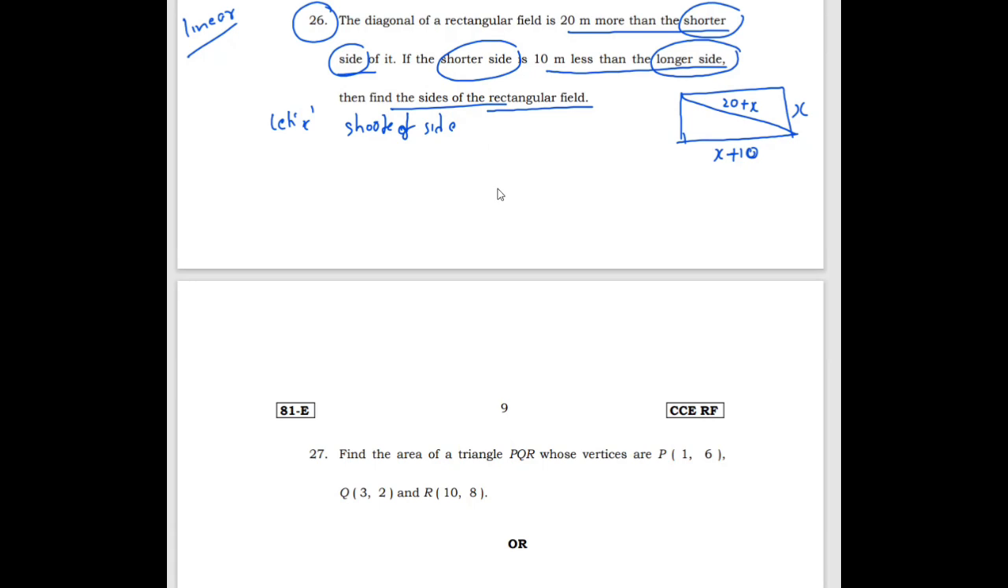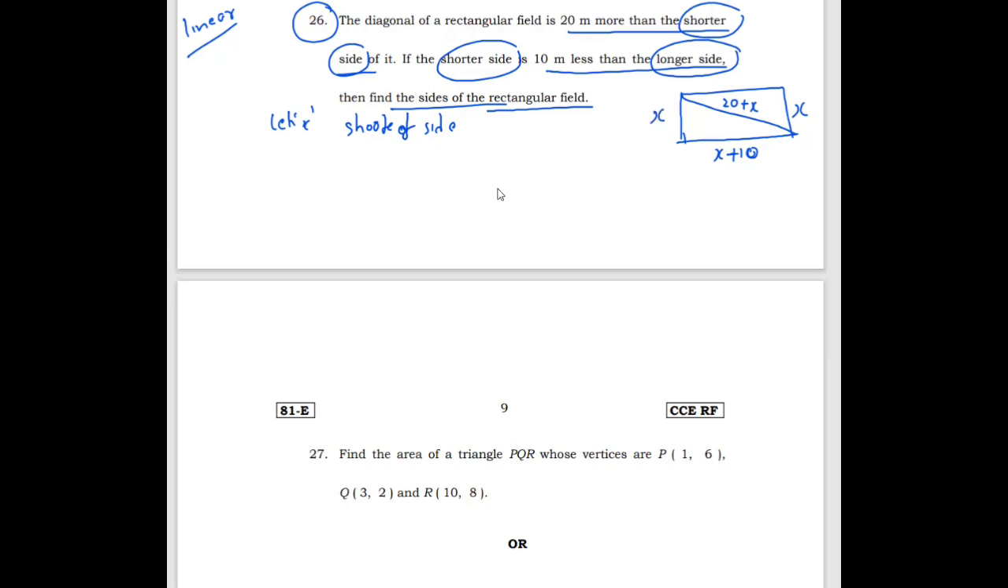So the diagonal of a rectangular field is 20 meter more than the shorter side. 20 times, I mean multiplication, more means addition. So 20 meter more, so the diagonal is x plus 20 or 20 plus x. Next, if the shorter side is 10 meter less than the longer side, so I have taken the longer side as x plus 10 and the shorter side as x. Okay, now it makes sense. When you put an expression, make sure it makes some sense.